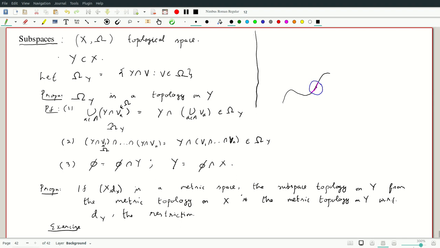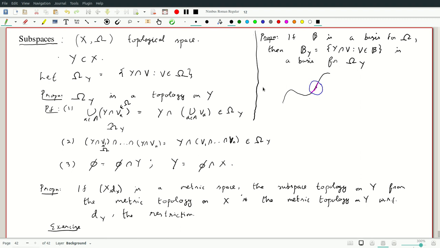So here is another exercise which is worth solving first. If B is a basis for omega, then let's write B_Y in an obvious way: we look at Y intersection V, where V belongs to B. This is a basis for omega_Y.